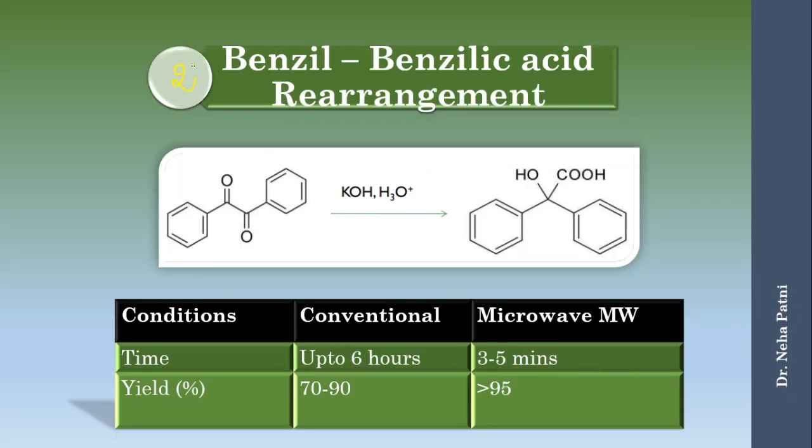Going to the benzilic acid rearrangement reaction. This is the reaction. A rearrangement reaction is there. Conventionally you have to heat it for 6 hours, but here only 3 to 5 minutes are required. Again, the efficiency and the yield increase.